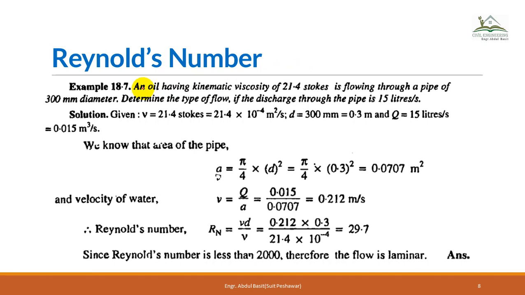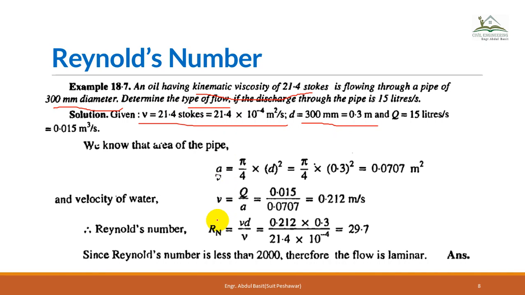Let me solve a simple numerical on the Reynolds number determination, using the formula we have discussed in the previous slides. An oil having kinematic viscosity of 21.4 stokes, which should be converted to meters square per second as well, is flowing through a pipe of diameter 300 millimeter. This diameter should be converted to meters. Determine the type of flow.